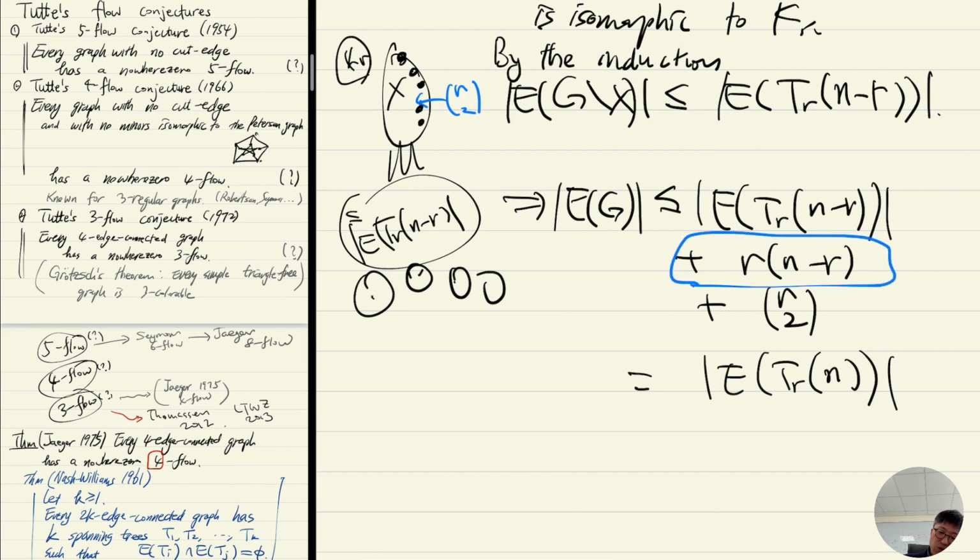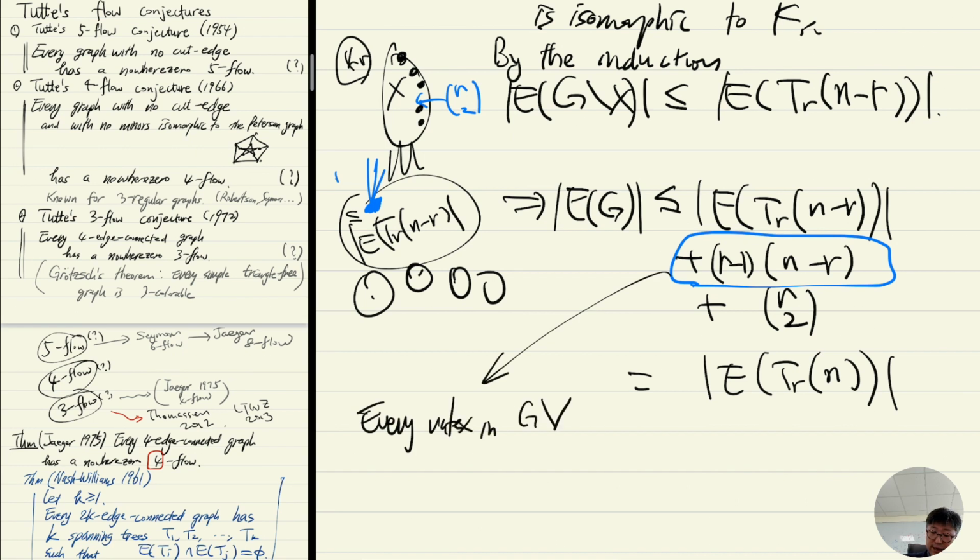The reason is that no vertex there has more than r neighbors, because if this vertex has r neighbors, then you have a complete graph on r vertices, so that's not possible. So I should actually make it (r minus 1) times (m minus r), right? Every vertex in G minus X has at most r minus 1 neighbors in X. That's the trick. Okay?